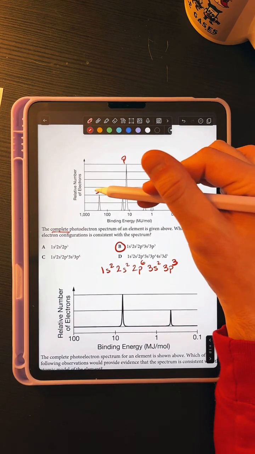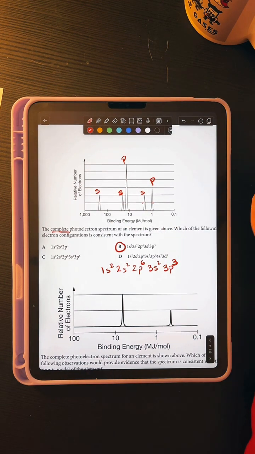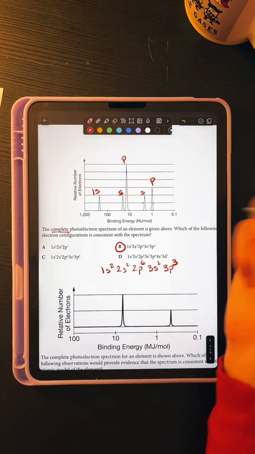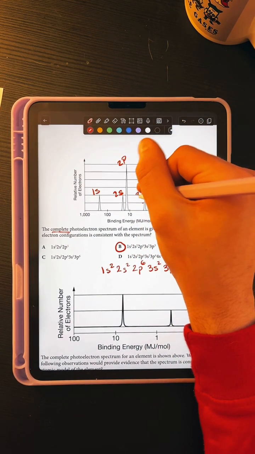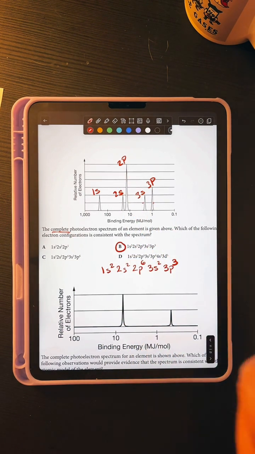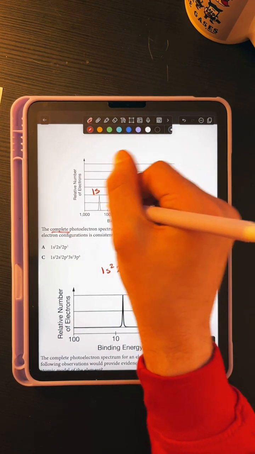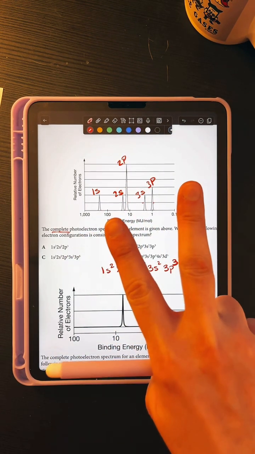Now, how did I know which one was 1s, 2s, 3s? It's just the row on the periodic table. So we hit row 1 first, then we went down to row 2, then we went to row 3. And that's where those 2s and 3s came from. And then how did I know how many electrons? Well, an s orbital can have a maximum of 2 electrons.